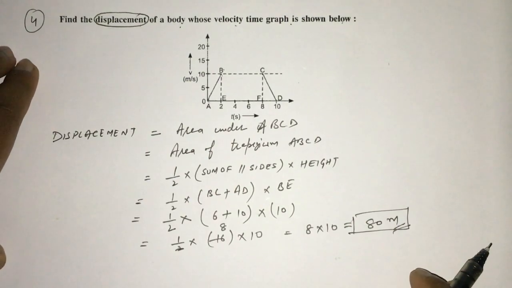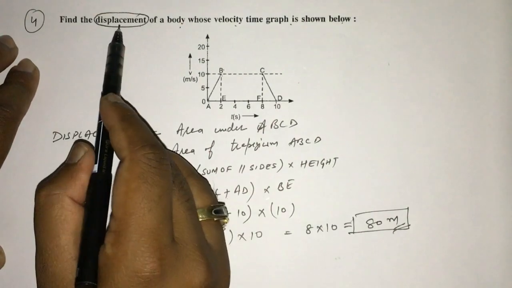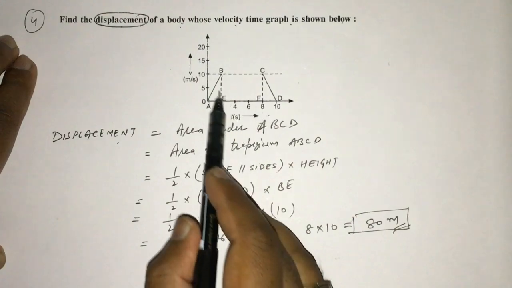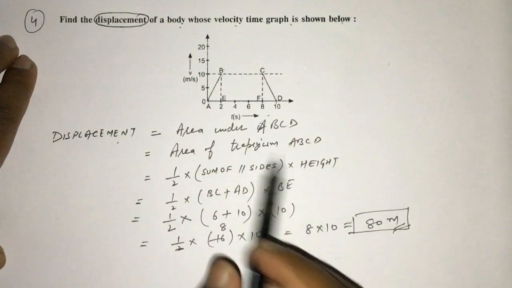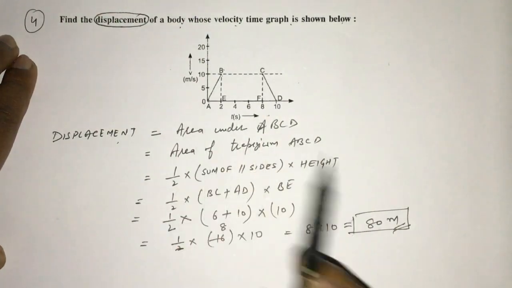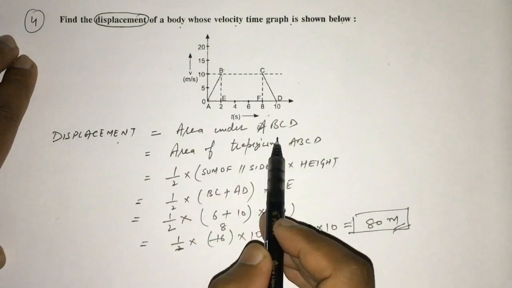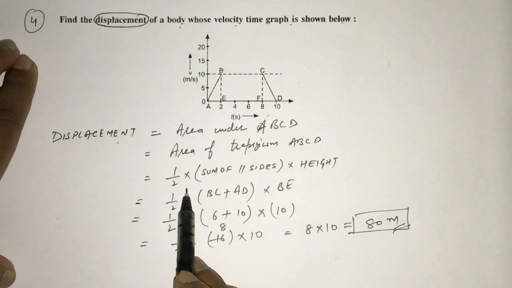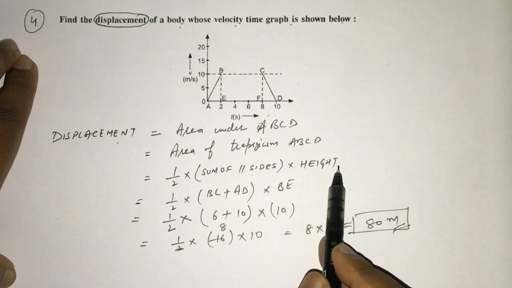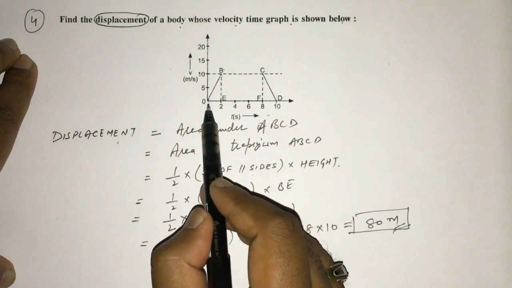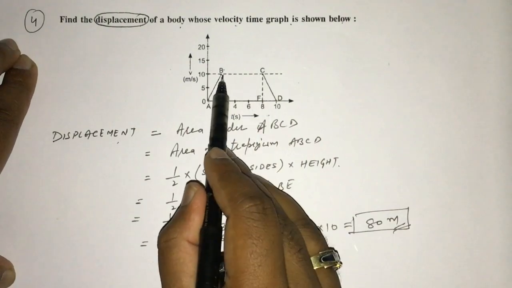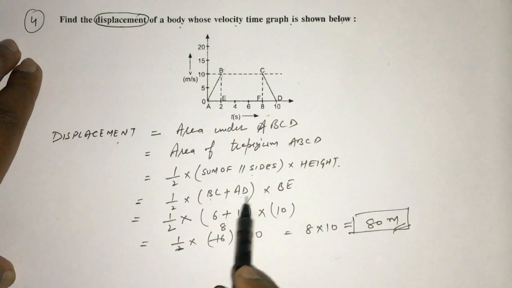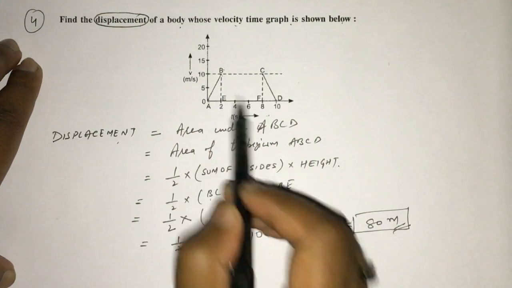Clear? I am repeating again, whenever we need to calculate displacement in a velocity time graph, we have to calculate the area under the graph. So this figure is a trapezium. Fine. We need to calculate the area of this trapezium ABCD. The formula of a trapezium is half into sum of parallel sides into height. So the parallel sides are AD and BC. Look, these two lines are parallel to each other. Means BC plus AD into height, which is BE.